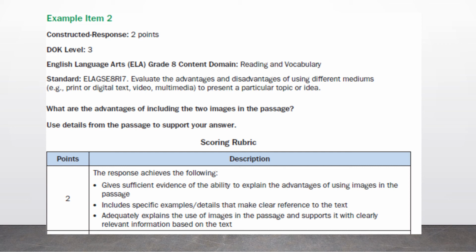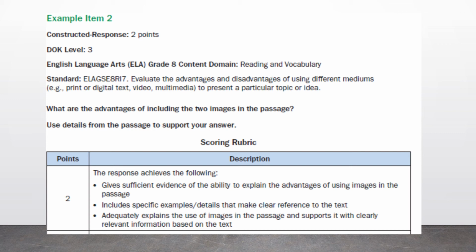This is a constructed response that goes along with that passage, and it says, what are the advantages of including the two images in the passage? So using the RACE strategy, which you've mastered, you're going to start out with: the advantages of including the two images in the passage are blank, or the advantages of including the two images in the passage includes blank. And then you're going to answer. And then you're going to go back and cite textual evidence.